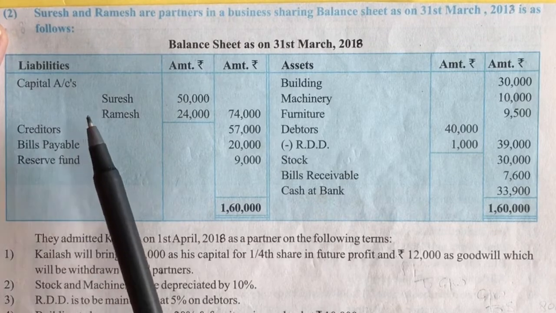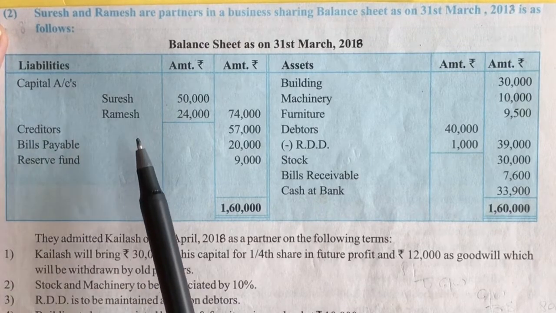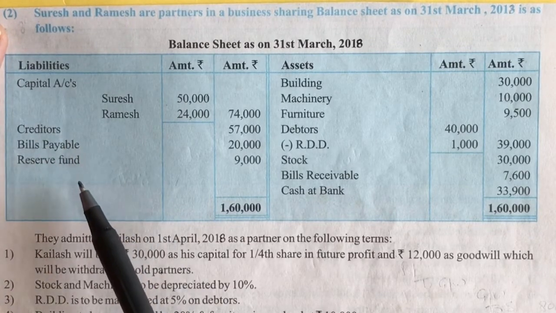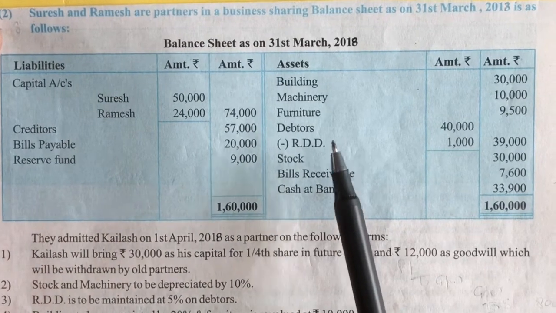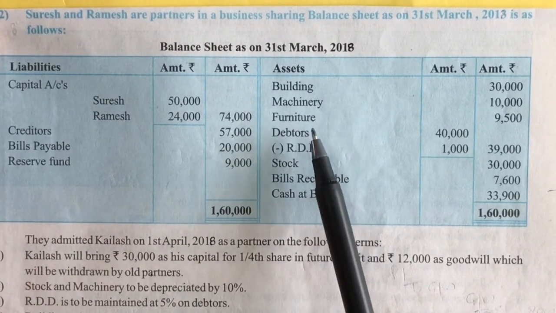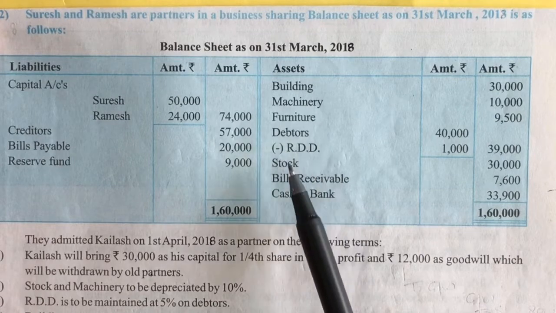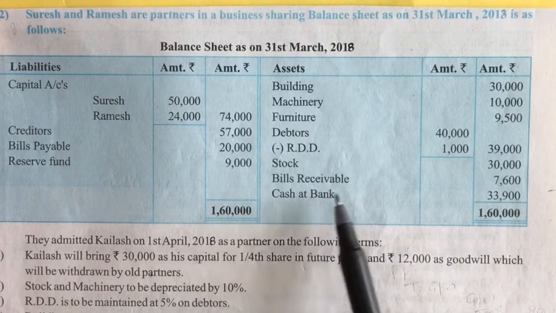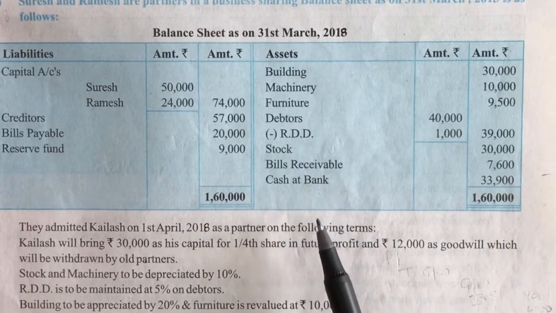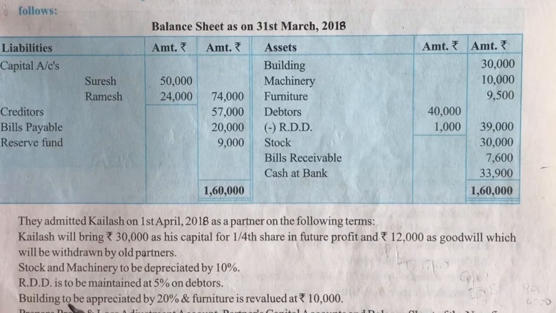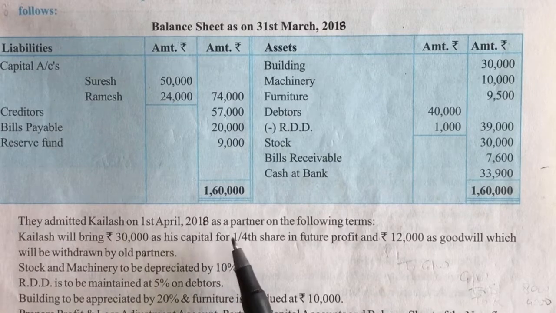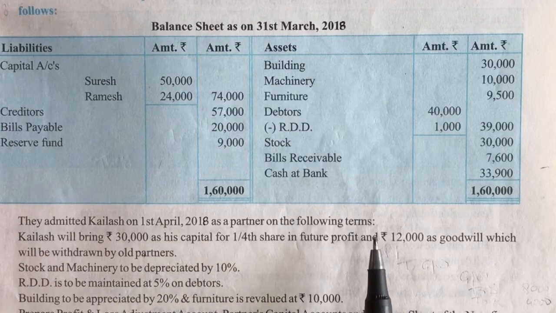Now see, check the balance sheet. Liabilities: creditors, bills payable, reserve fund, and on the asset side you have building, machinery, furniture, debtors less RDD, stock, bills receivable, cash at bank. Coming to the adjustment side, they have admitted Kailash on 1st April 2018 as a partner on the following terms.